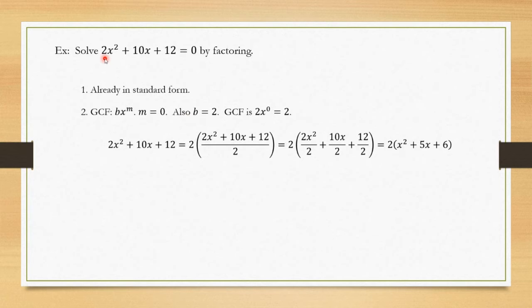For the coefficients, 2 is a factor of one of the coefficients. 2 is also a factor of 10 and 12. So as we have seen in many examples before, 2 is the greatest common factor of the coefficients and the constant term. So we have 2 here. We factor it out, as you can see. And so our GCF is 2 times x to the 0, which is just 2.